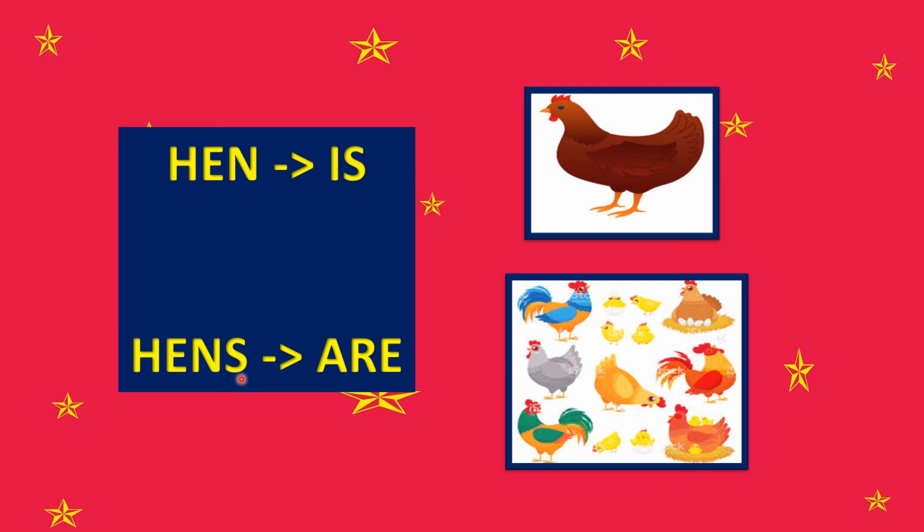Okay? Now look at this word, children. H-E-N-S, hens. Hens means, see, S is there, no? That means more than one hen. Many hens. Okay? That's why we will use A-R-E, are. Only one hen with no S, then we will use is, and if S is there, it means many hens, so we will use are. Okay?